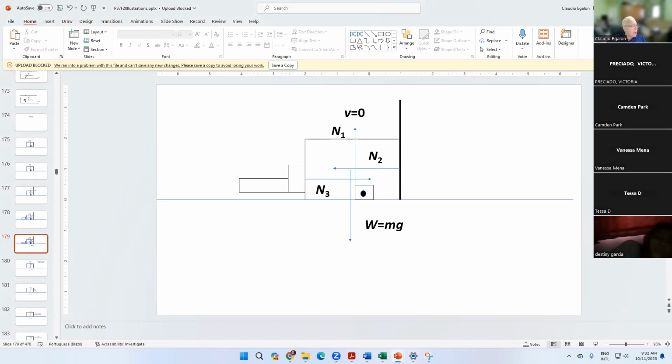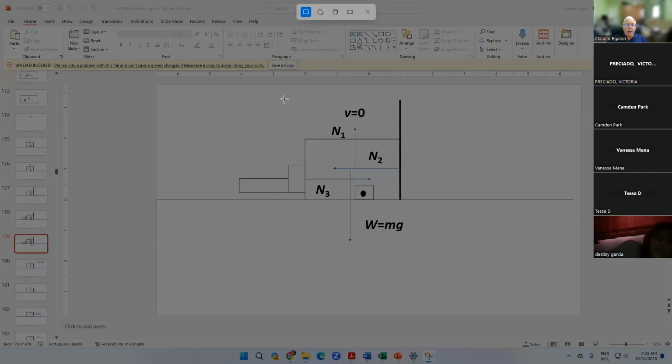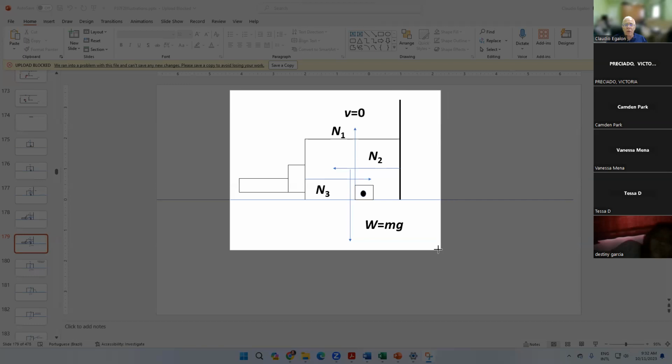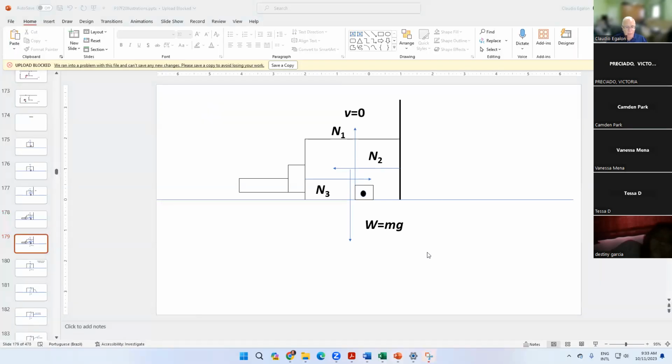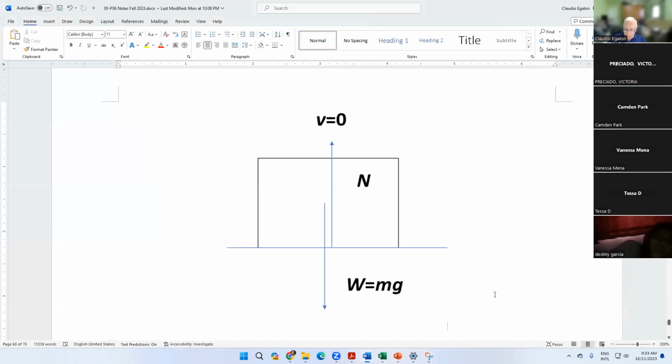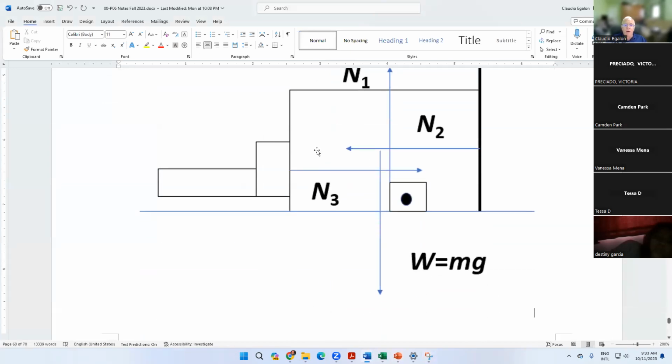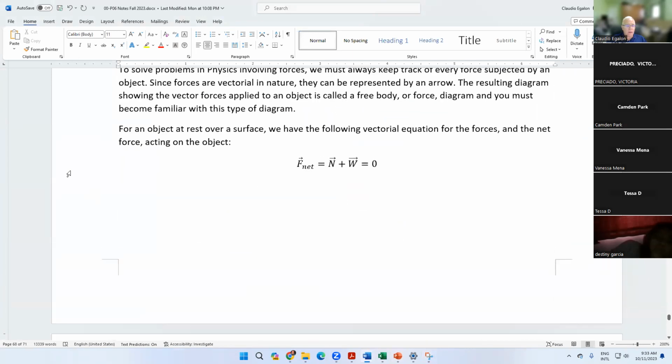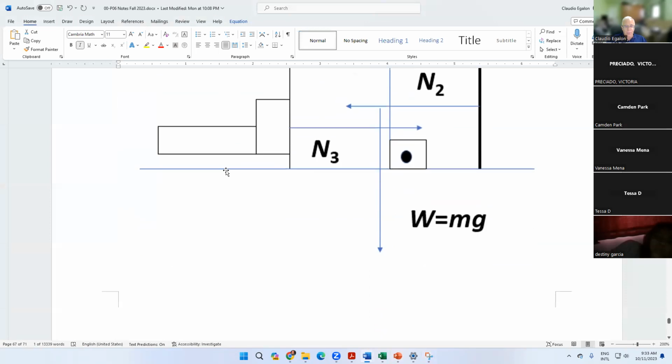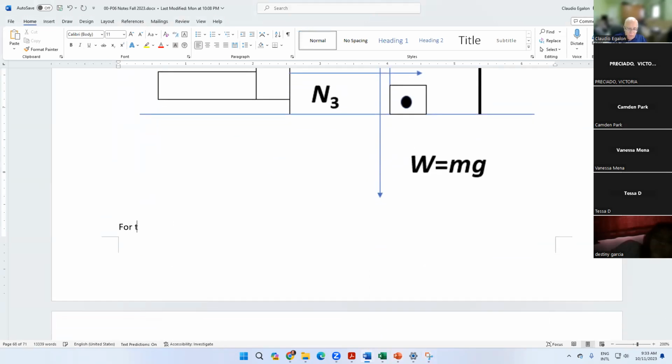Okay. I will copy. Now, don't forget, now the drawing is complete. We have all the forces that are being applied to the object. Okay. For this diagram here, for this other free body diagram, we have the following vectorial equation.